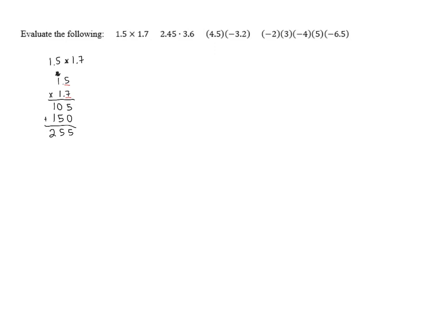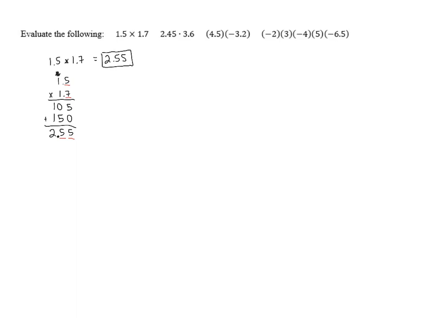That 5 is to the right of the first decimal point, and the 7 is to the right of the other decimal point. What that means for us in our answer is we need to place the decimal point so that there are 2 digits to the right of it in the answer. The number of digits to the right of the decimal point in the problem has to be the same as in the answer. So we put the decimal point between the 2 and the 5, and we get 2.55, which is our answer.